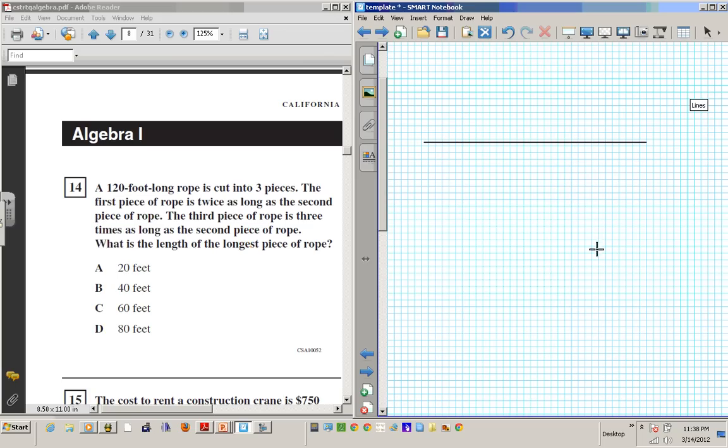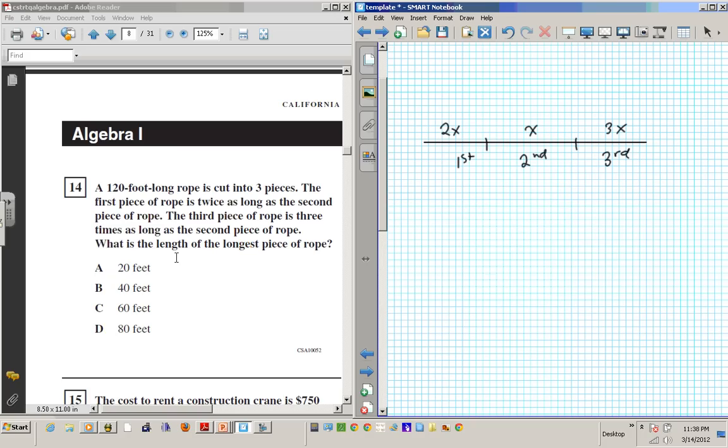So let's say that's a rope, okay? Let's break it into 3. This is not to scale, okay? This is the first, this is the second, and this is the third. It says the first is twice as long as the second. So if the second is x, the first is going to be twice as long. And then the third is 3 times as long as the second. So this is x, this is going to be 3x.